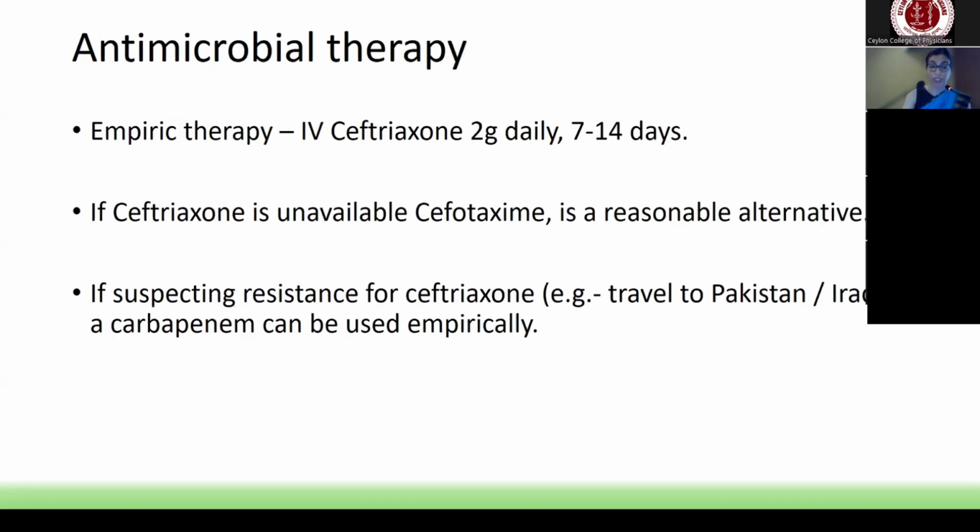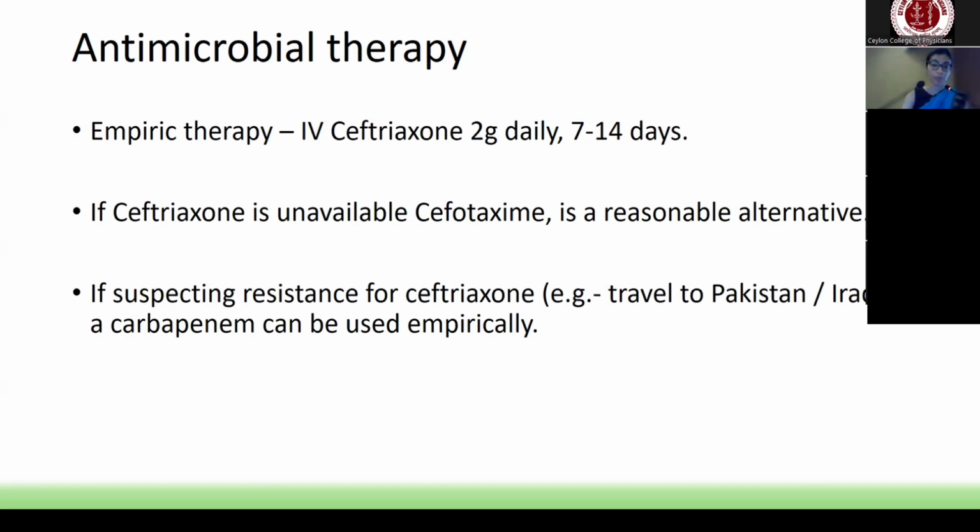Antimicrobial therapy: the empiric therapy is IV ceftriaxone, 2 grams daily, 7 to 14 days. If IV ceftriaxone is unavailable, cefotaxime is a reasonable alternative. If suspecting resistance to ceftriaxone, such as in a patient with travel to Pakistan or Iraq, a carbapenem such as meropenem can be used empirically.